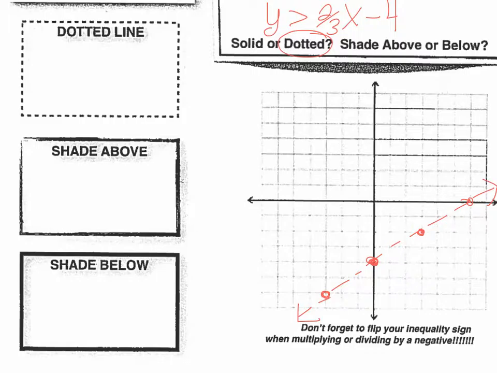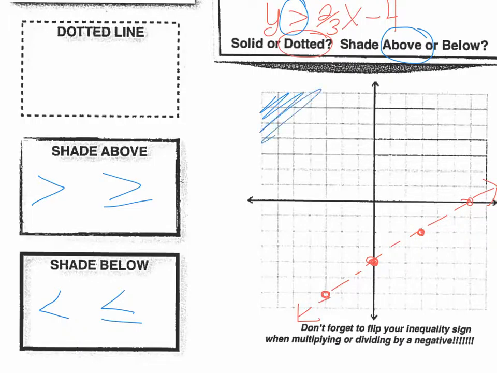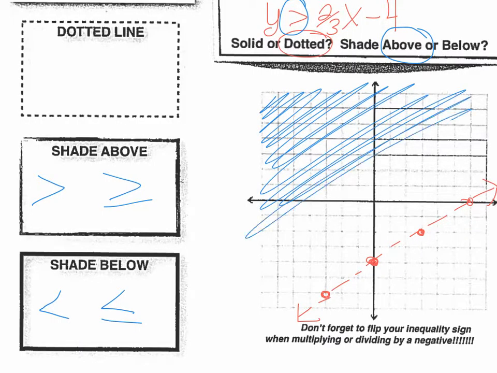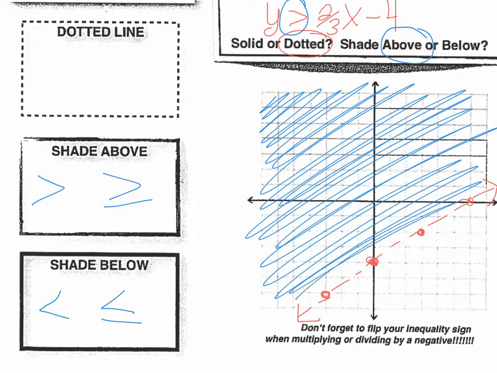So if I'm going to shade above, I would see either a greater than or a greater than or equal to sign. If I'm going to shade below, then I would have a less than or a less than or equal to sign. Well, since we have a greater than symbol, we're going to shade above our line. So we're shading in this half plane above, and I just looked at my line and said, okay, above would be the top left corner there.